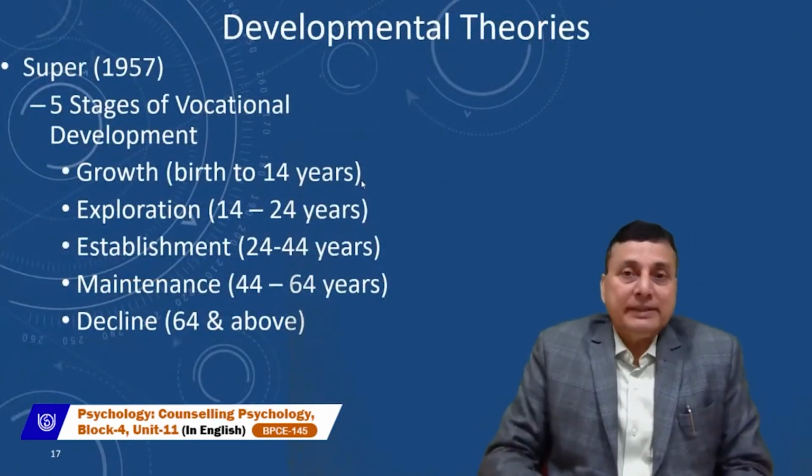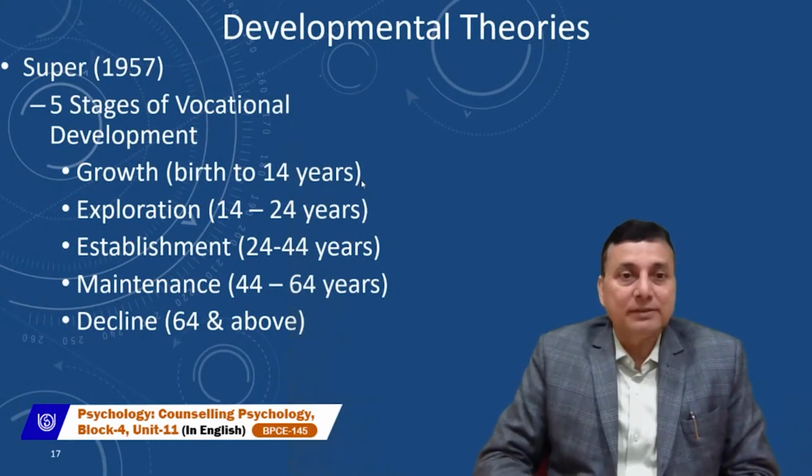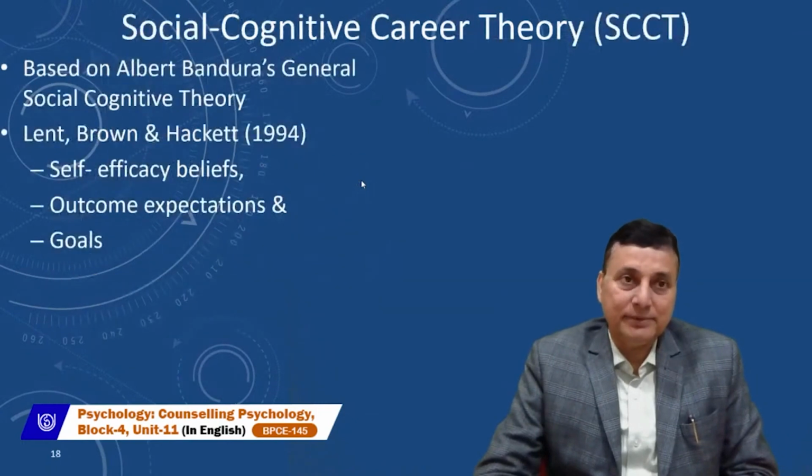Let us see the developmental theories. Super has given five stages of vocational development: growth, that is birth to 14 years; exploration, 14 to 24 years; establishment, 24 to 44 years; maintenance, 44 to 64 years; decline, 64 and above.